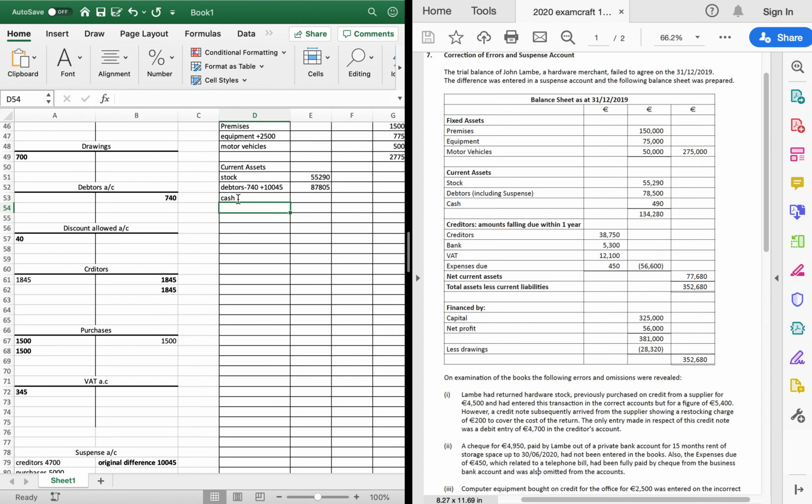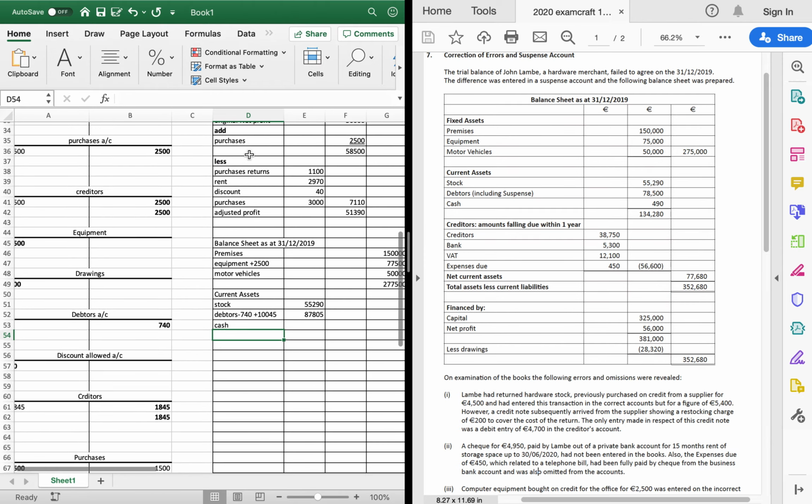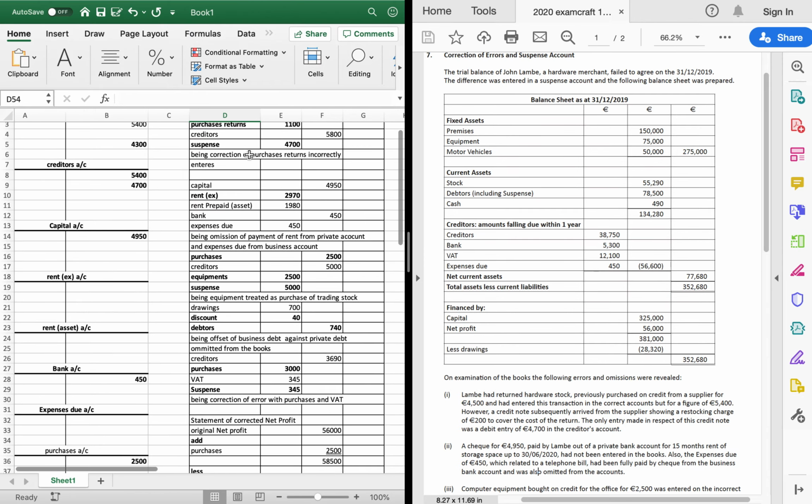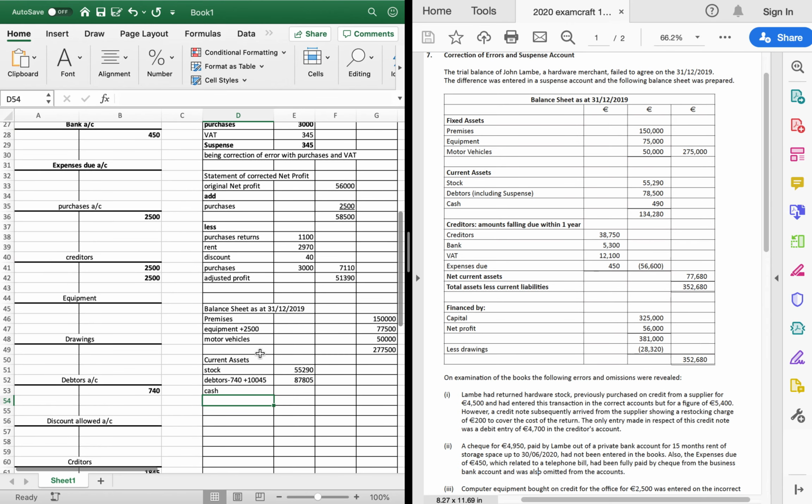Next one is cash. I don't think cash changed in this. So quick check. Nope. So cash can go straight in at 490.